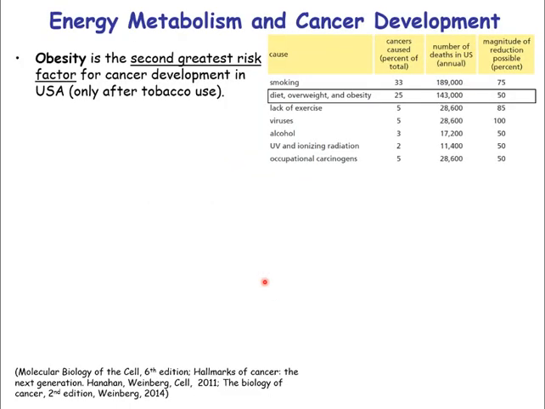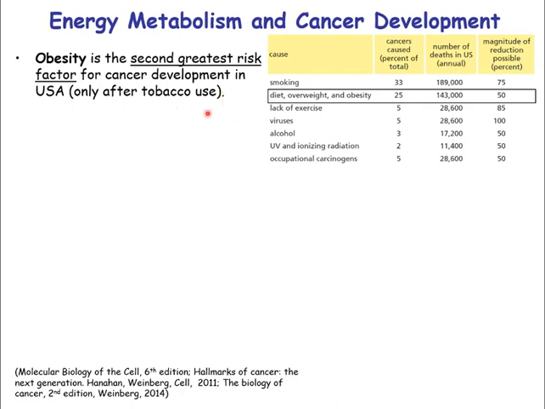So first, let me give a little bit of background introduction on the connection of energy metabolism to cancer development. One of the most prominent connections came from epidemiologic studies showing that obesity is the second greatest risk factor for cancer development in this country. So we know the number one risk factor is smoking, right? But probably less appreciated is that obesity actually is the second greatest risk factor.